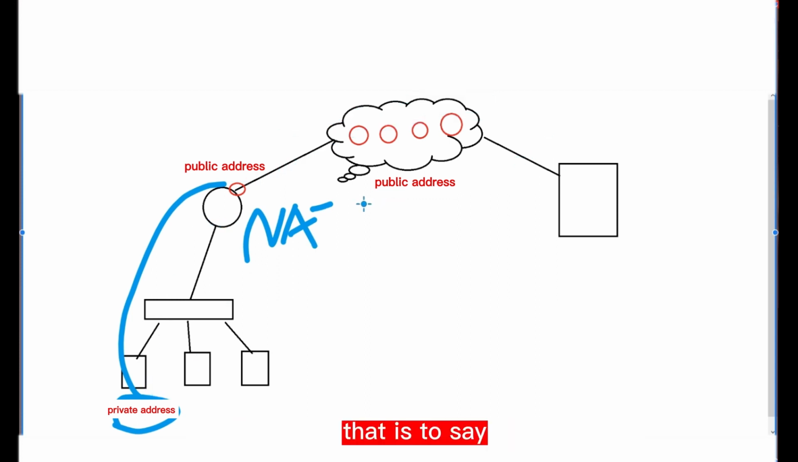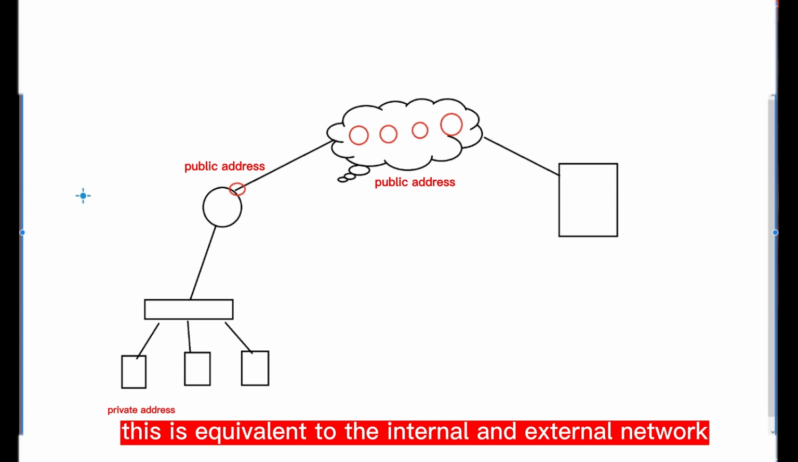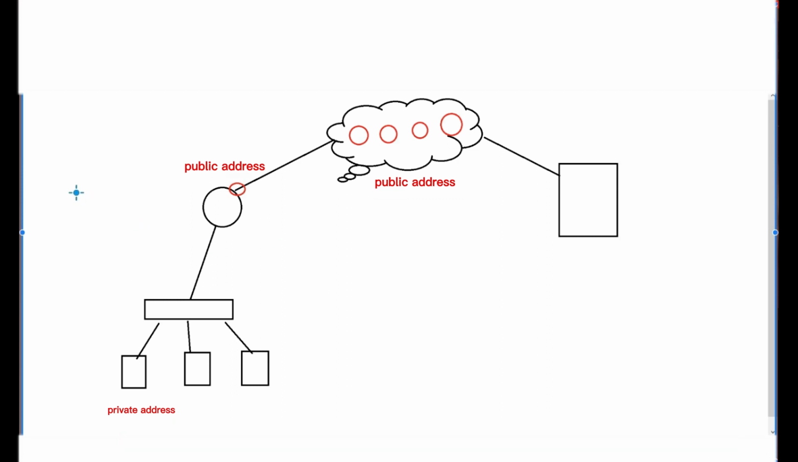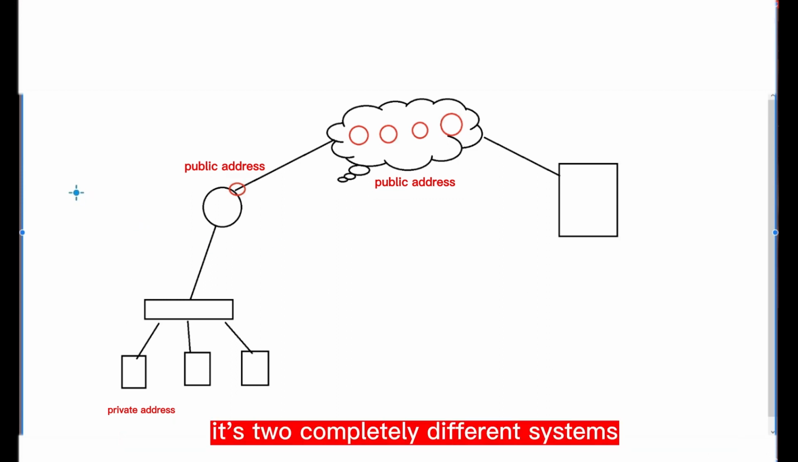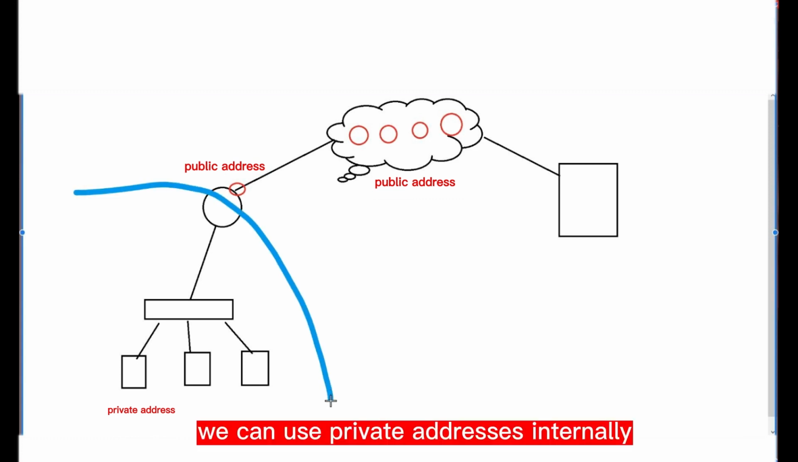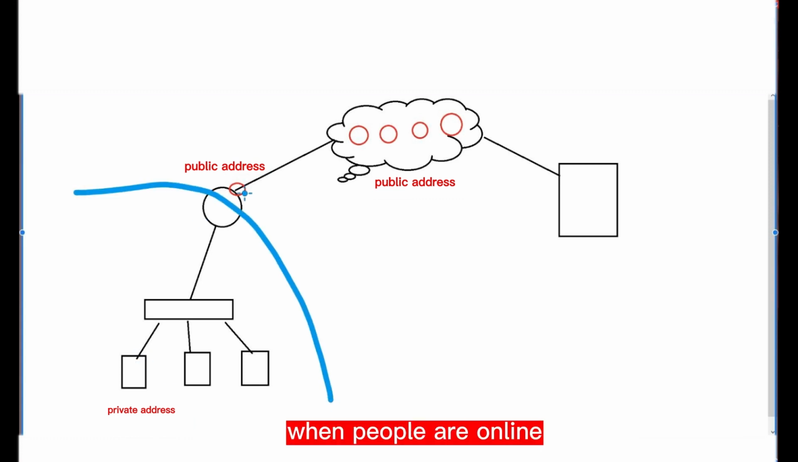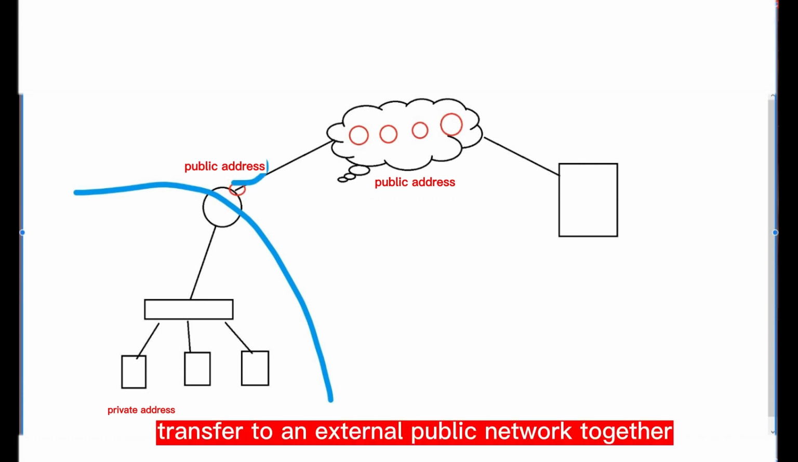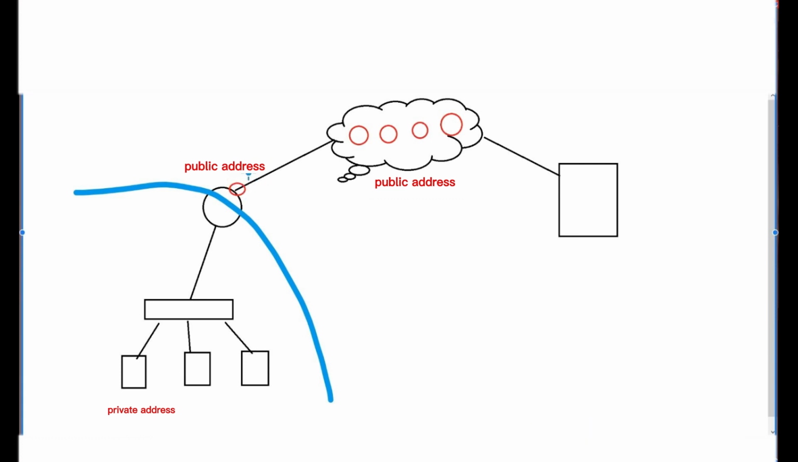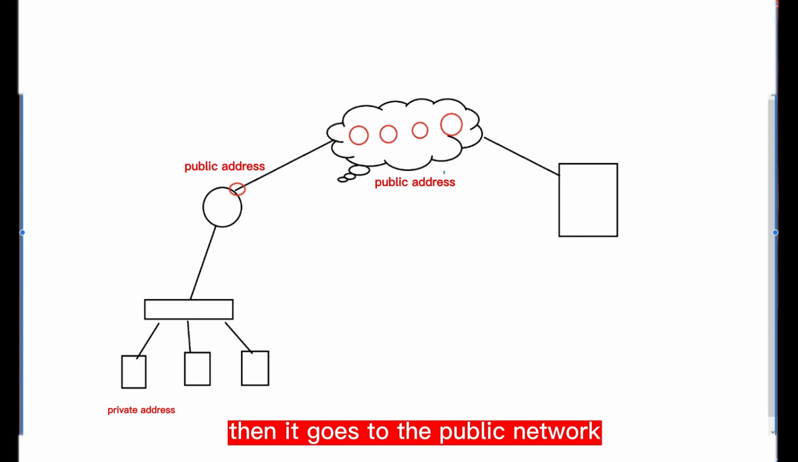That is to say, this is equivalent to the internal and external networks being two completely different systems. We can use private addresses internally. When people go online, they are transferred together to an external public network. Then it goes to the public network.